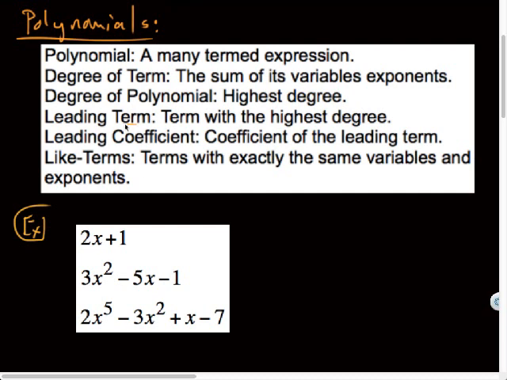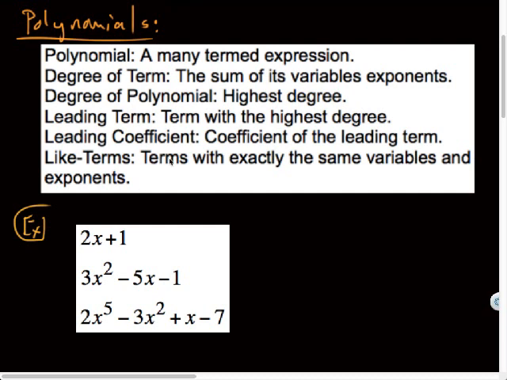But if I asked you what the leading coefficient was for this polynomial: the leading coefficient is the coefficient of the leading term. So the leading term was this, so the coefficient is just the 2. So that's the difference between a leading coefficient and a leading term. Leading coefficient, leading term.